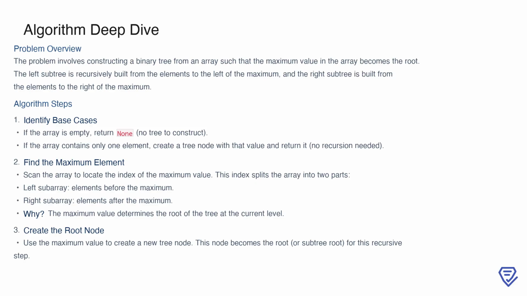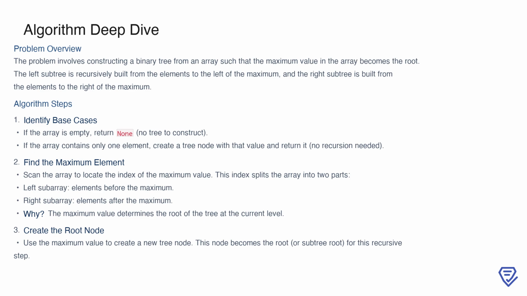Once the base cases are established, the next step is to find the maximum element in the array. Identifying this maximum value is crucial because it determines the root of the tree at the current level of recursion. After locating the maximum, we can split the array into a left subarray, containing elements before the maximum, and a right subarray, containing elements after the maximum.